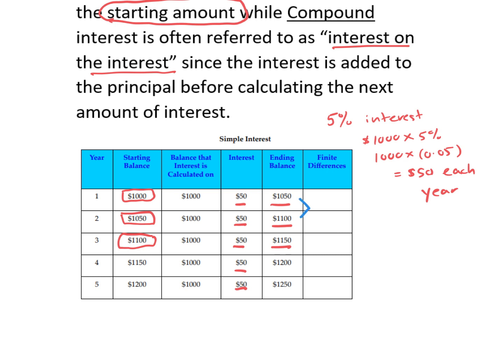So if we look at the finite differences, we see that we're going up by $50 each time, which means that the first or finite difference is the same. So the finite difference is the first difference. So they are the same, which means, from previous work, that this will produce a straight line. It will produce a linear function because we're going up by the same amount every year.